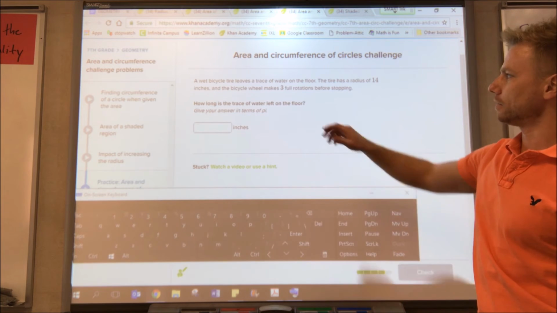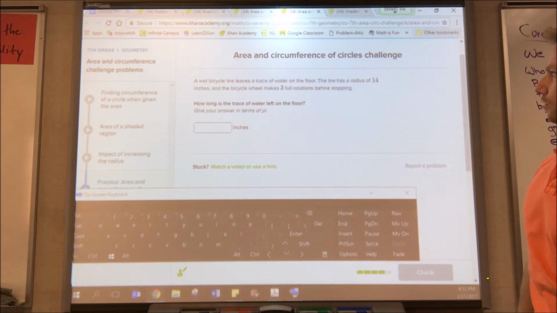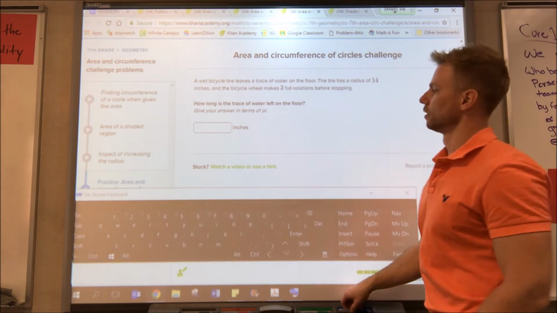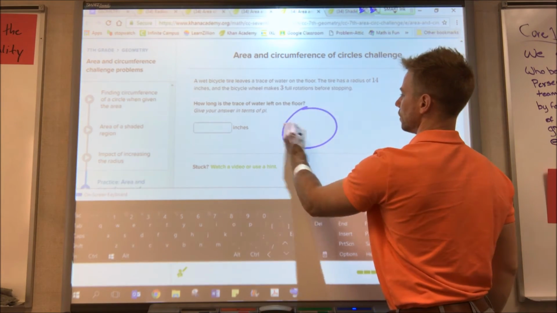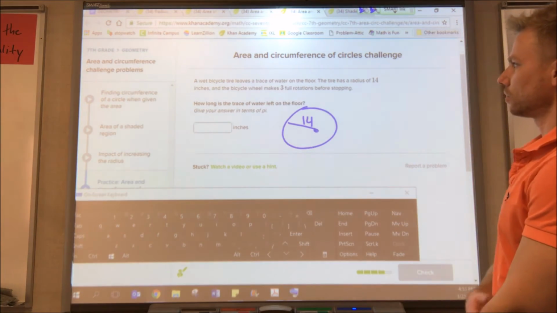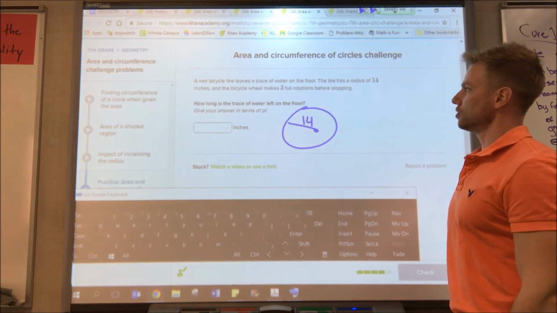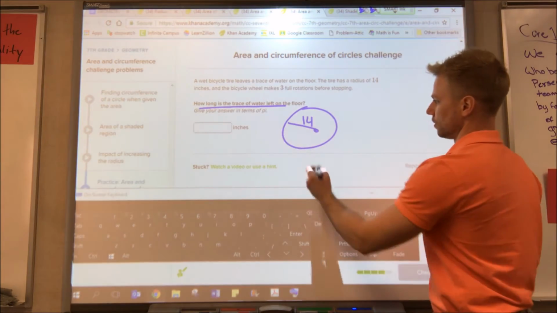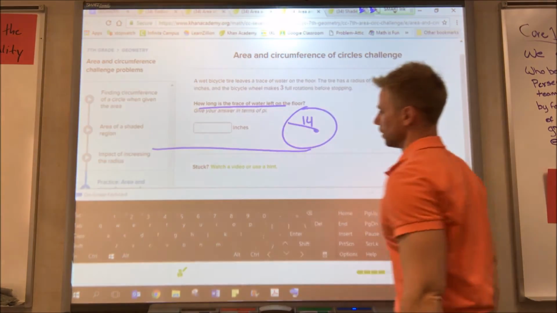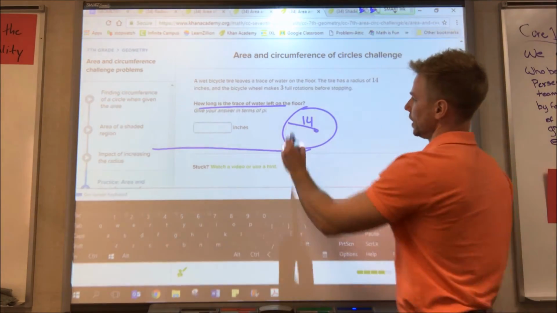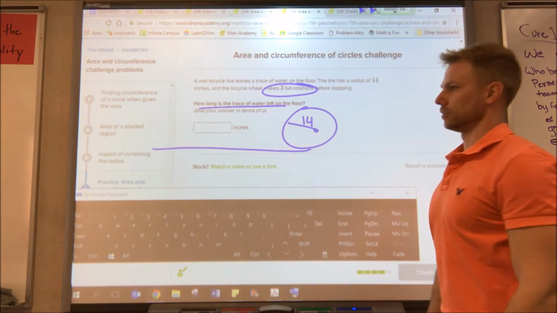Okay, it says a white bicycle tire leaves a trace of water on the floor. The tire has a radius of 14 inches. All right, let's draw that. A radius of 14 inches and the bicycle wheel makes 3 full rotations before stopping. How long is the trace of water left on the floor? So there's a trace of water left on the floor from this tire. So it says it makes 3 full rotations.